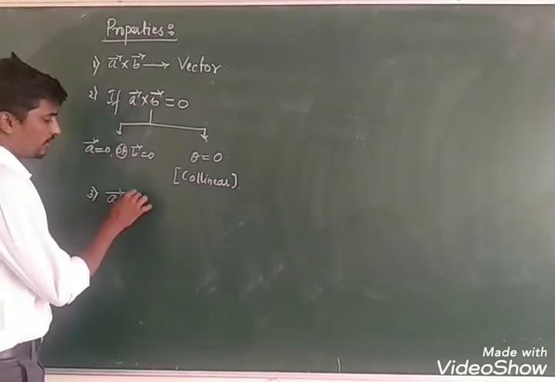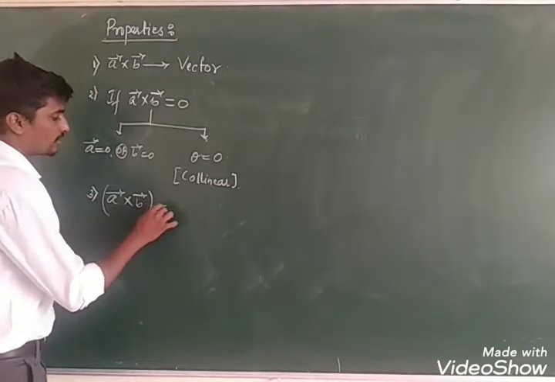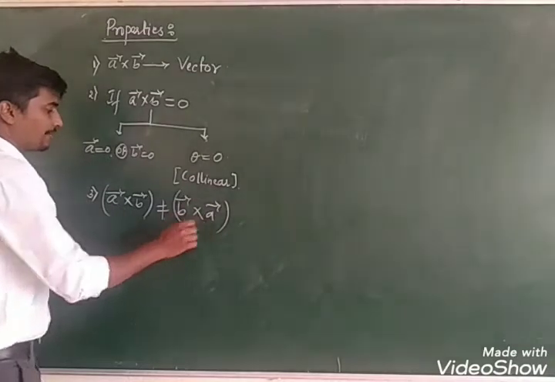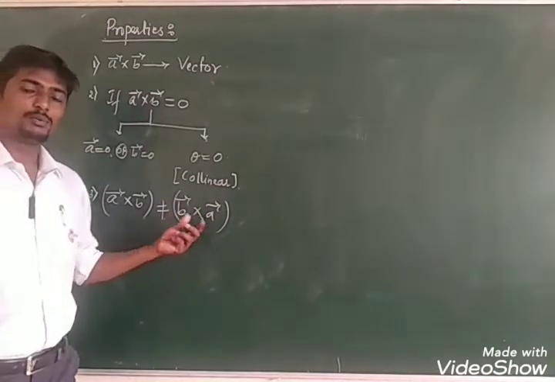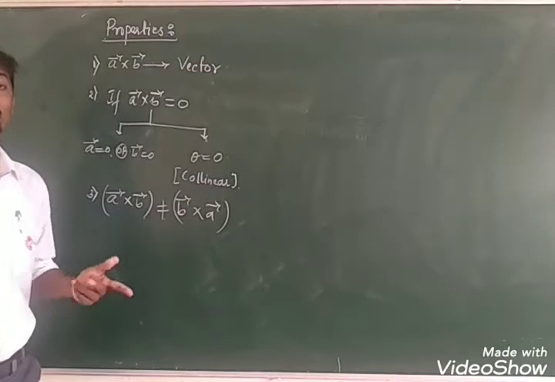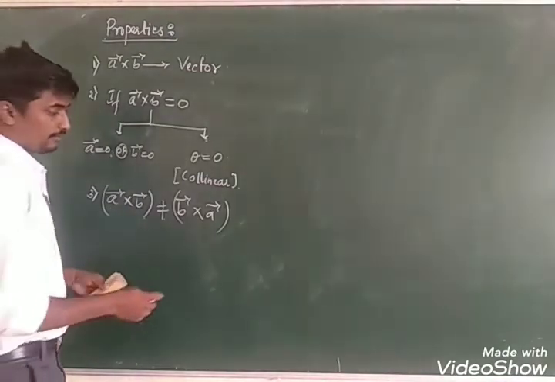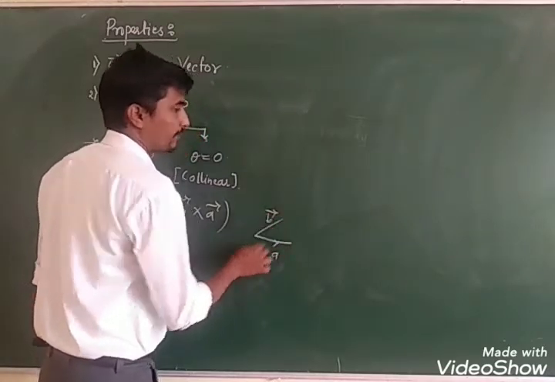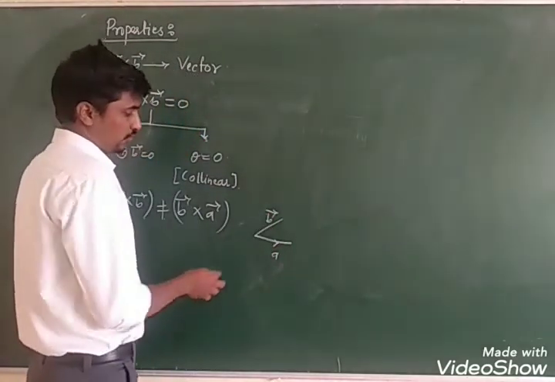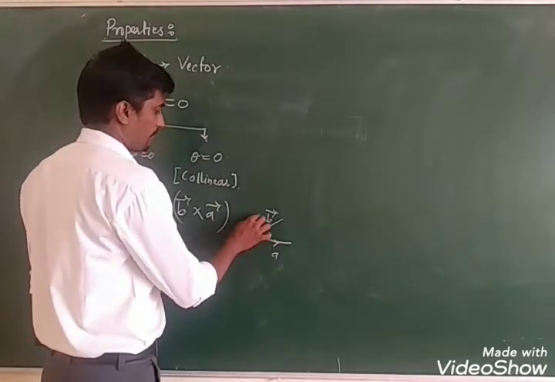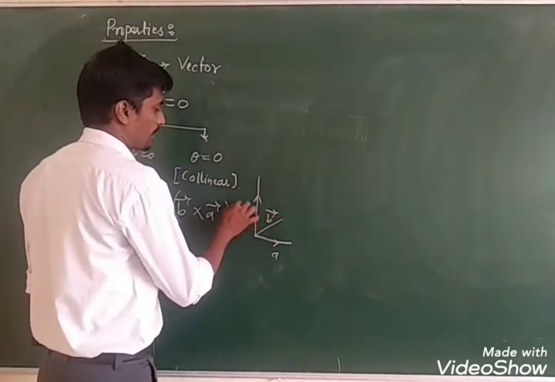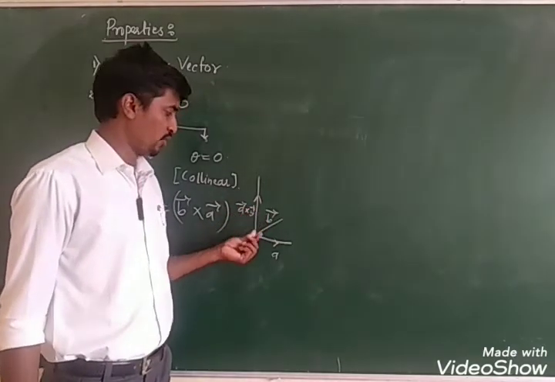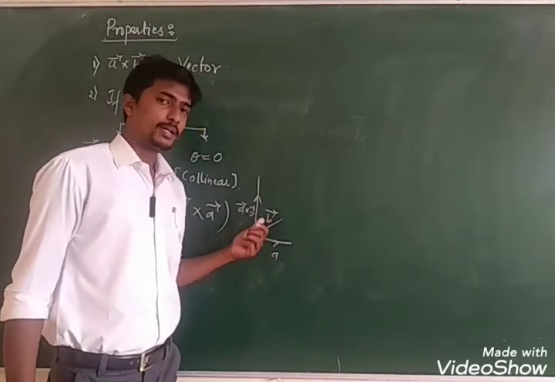A cross B is not equal to B cross A. So in the cross product, the commutative property does not hold. If you understood, this is vector A and this is vector B. This is A cross B, and A cross B is always perpendicular to both vector A and vector B.